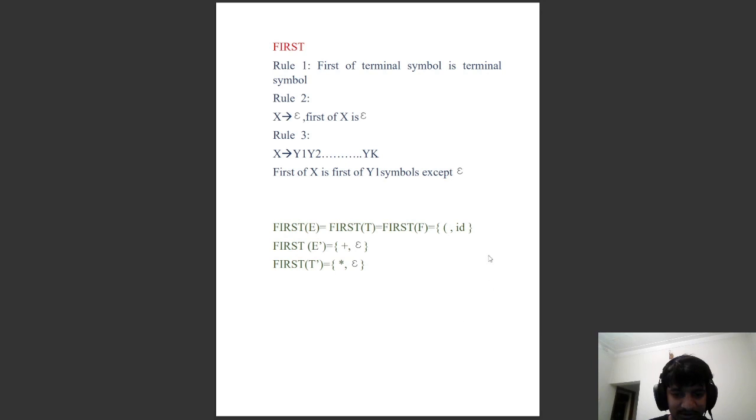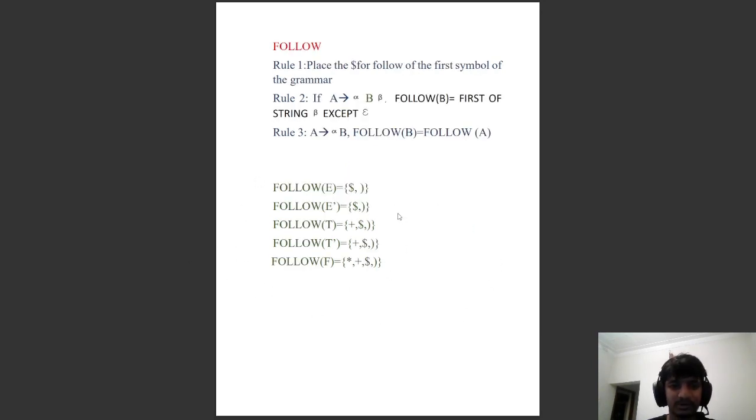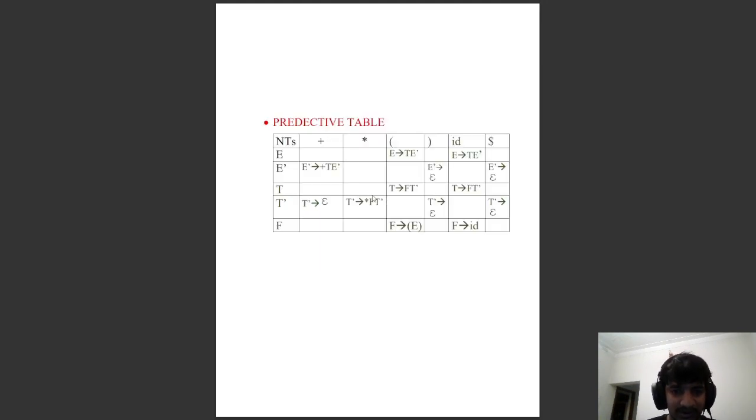As you can see here, this is first of each and every non-terminal, and there's a follow, and we have enough to start constructing the predictive parsing table. Now let's get started. And here we have predictive parsing table. So we have non-terminals E, E dash, T, T dash, F as rows, and the columns are the symbols plus, star, opening bracket, closing bracket, id, and the dollar sign.